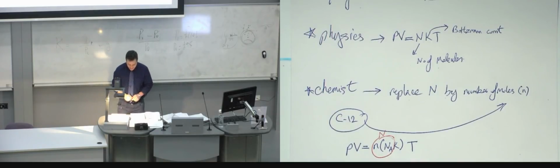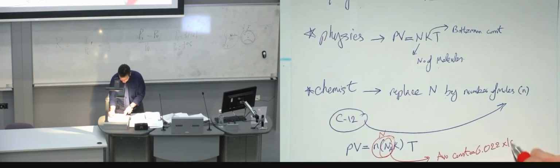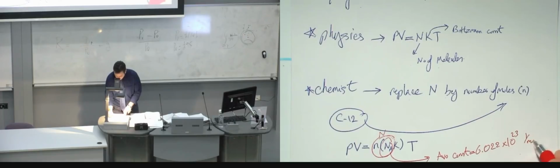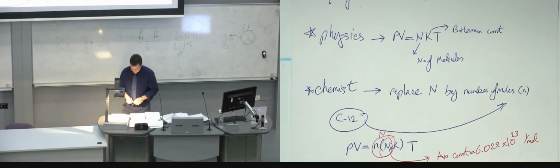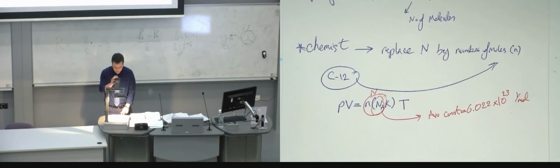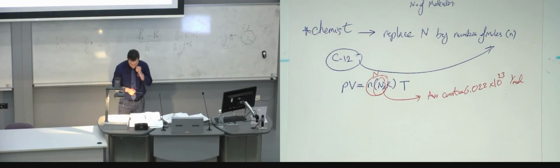And what is this N_A? N_A is the Avogadro's constant, which is 6.022 times 10 to the 23. And the unit is 1 per mole. So still one step easier, but still you're dealing with another very large constant.